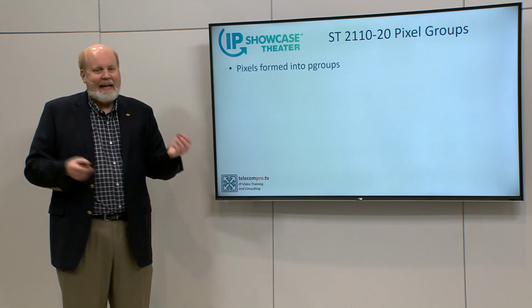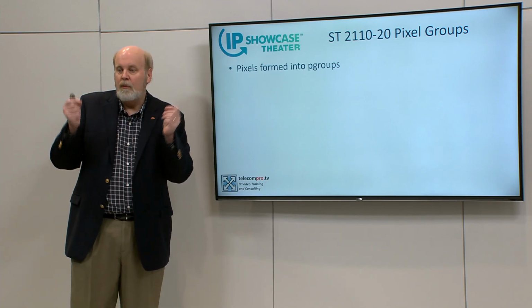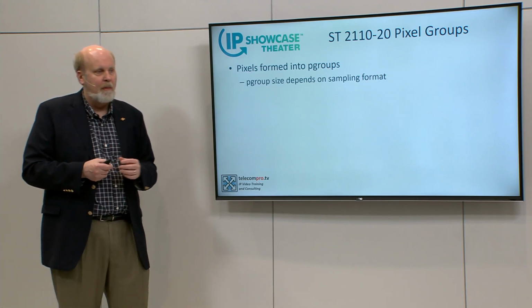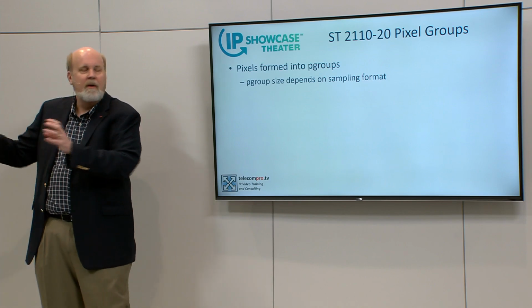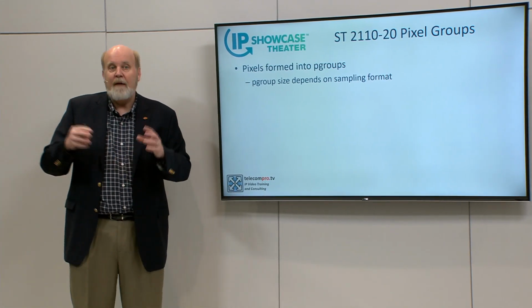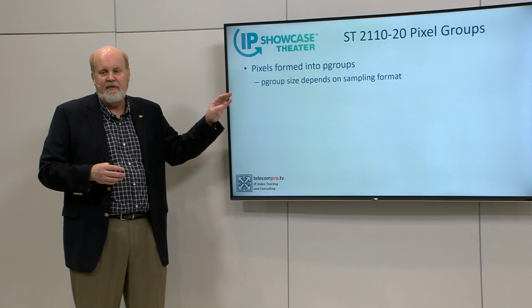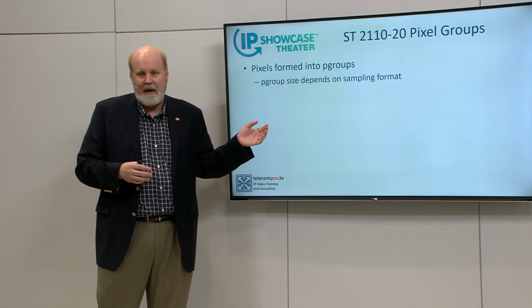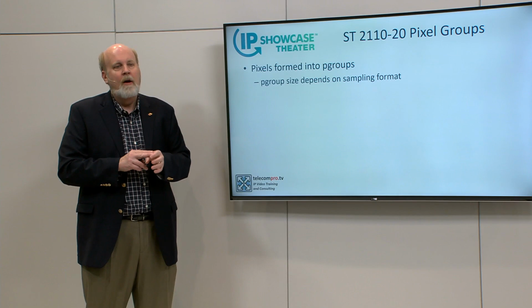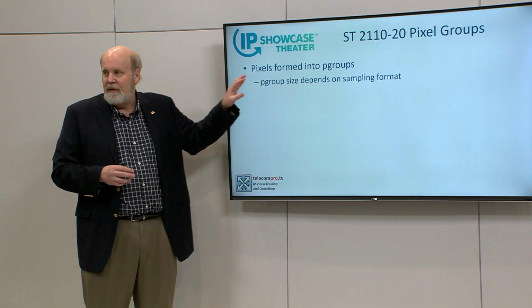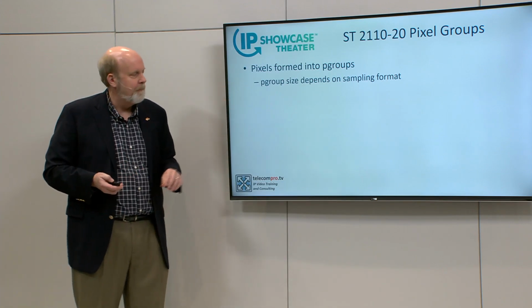So let's talk about a pixel group. A pixel group is a way to carry data about related pixels, okay? So the P group size depends on the sampling format. If we're running 422 video, we have one type of P group. If we're running 444 video, we have another P group. Fortunately, all of these P groups are listed in the standard. You don't have to guess about it. In 2110-20, all the different types of video that we could think of writing the standard are in there, and we define their P groups exactly how they work together.